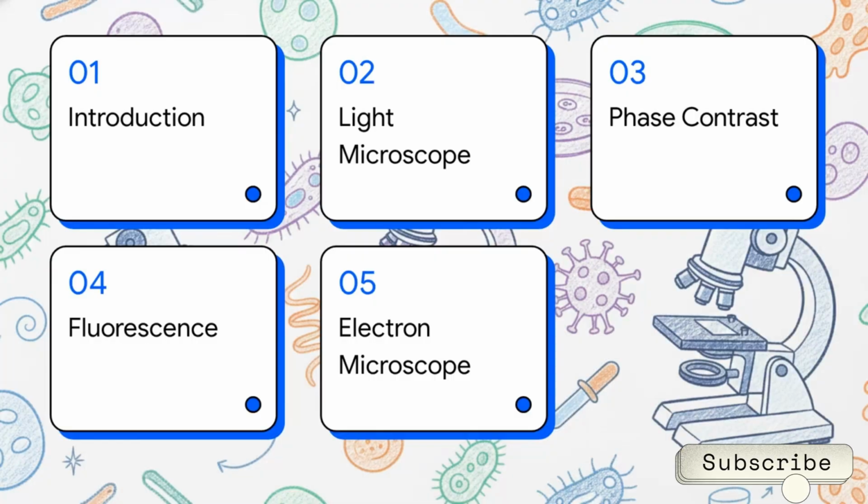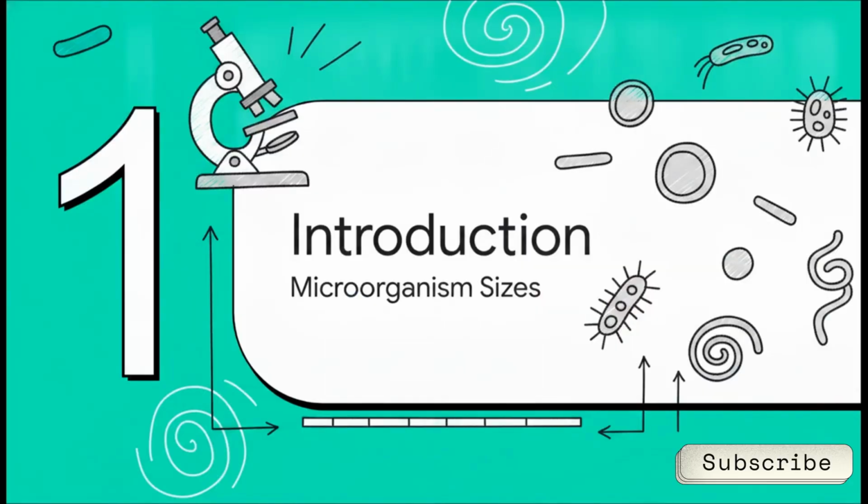Here's your mental roadmap for today's explainer, following the exact structure you need for your exams. We're going to start with a quick introduction, then move through the bright field light microscope, phase contrast, fluorescence, and we'll wrap up with the highly detailed electron microscope. Starting things off with Section 1, Introduction to Microscopy.